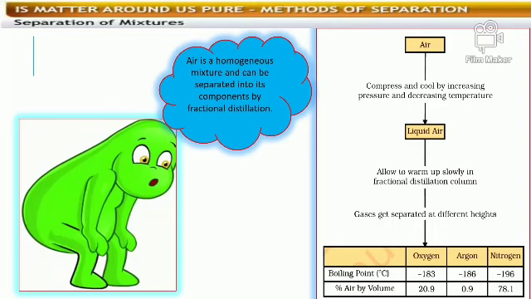This picture shows how the separation of various gases can be done using fractional distillation. So what is air? Air is a homogeneous mixture of various gases that can be separated into its components by fractional distillation.